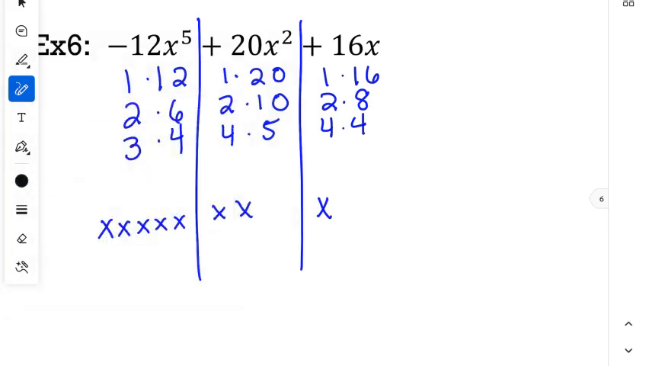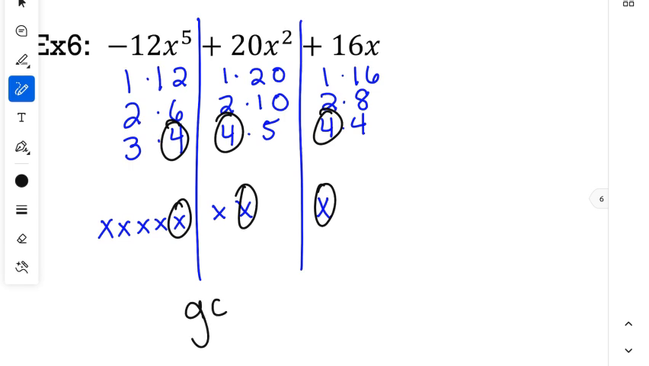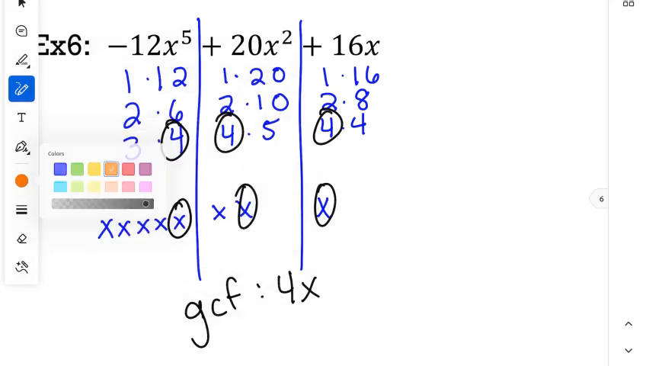All right, circle your GCF that's found in each column. So I know one of the x's. What's the number GCF? What's in common? 4. Yeah, 4. So then GCF is 4x.